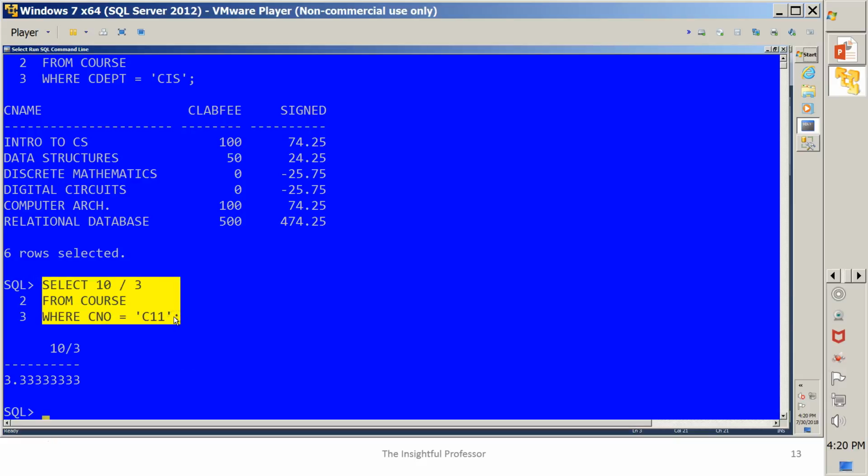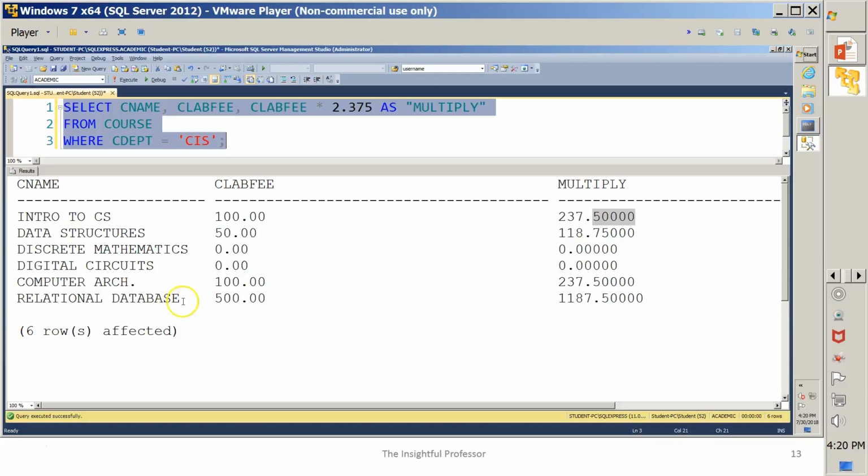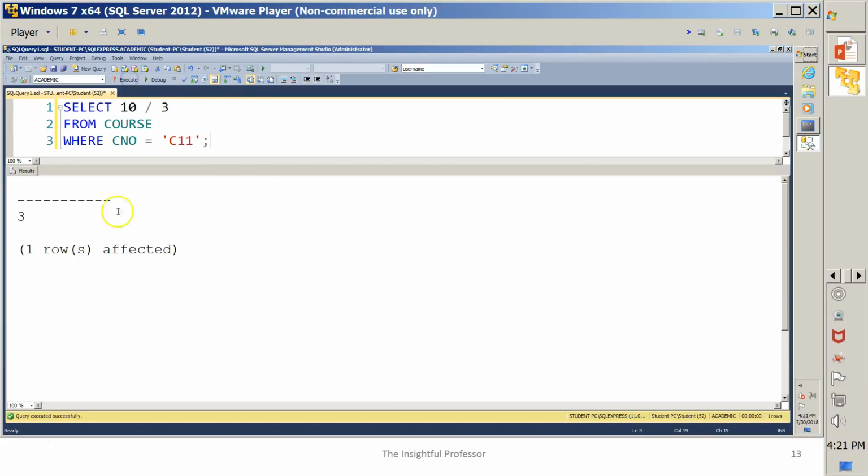I'm going to take the same query, and I'm going to go over to SQL Server. And when I fire this one up, I get a little bit of a different answer. Instead of 3.3333 and so on, what I get is 3. The reason is that 10 is an integer, 3 is an integer, and when you divide an integer by an integer, the result is an integer. This is the behavior you see with SQL Server. The same behavior is exhibited by DB2.